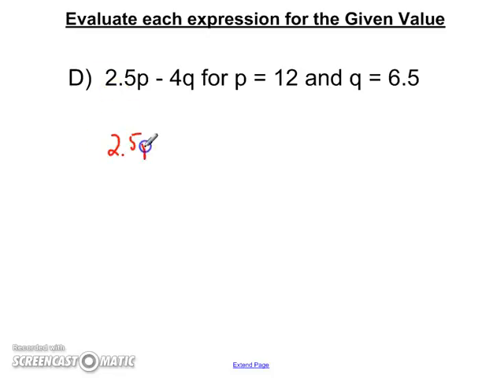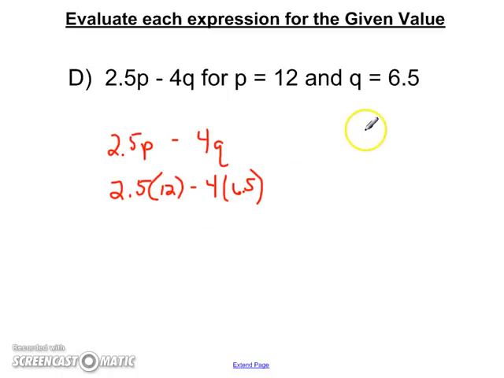2.5 times p minus 4q, and we have our given values of p and q. So let me go ahead and put those in. 2.5 times p, which is 12. 4 times q, which is 6.5. And then we go ahead and multiply out.